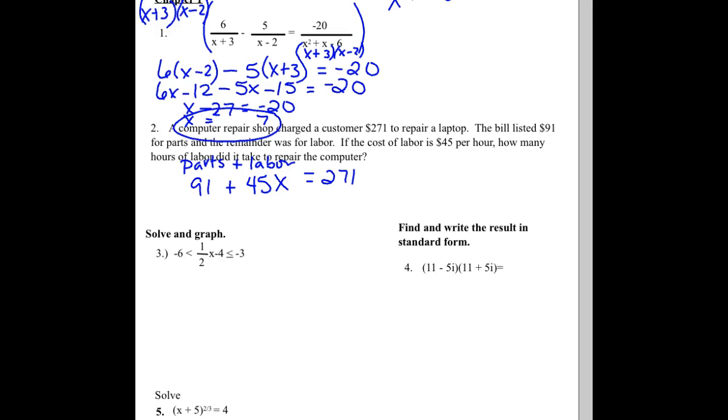So we're really solving the equation 91 plus 45x equals 271. And if we subtract the 91 over, we have 45x equaling 180, and when we divide, we get x equals 4. So there would have been 4 hours of labor being charged to that customer.